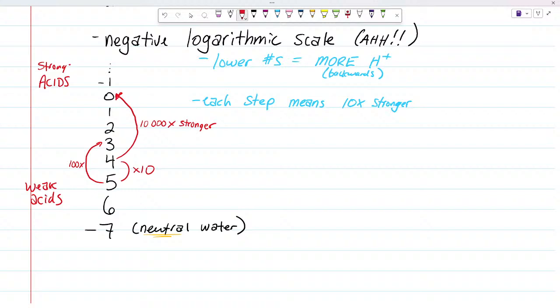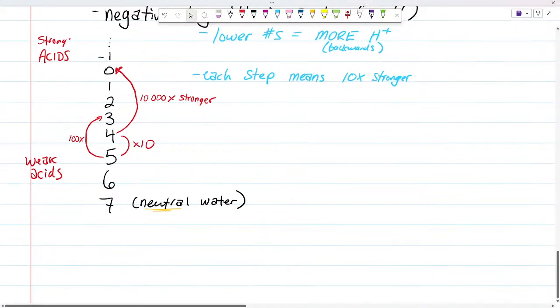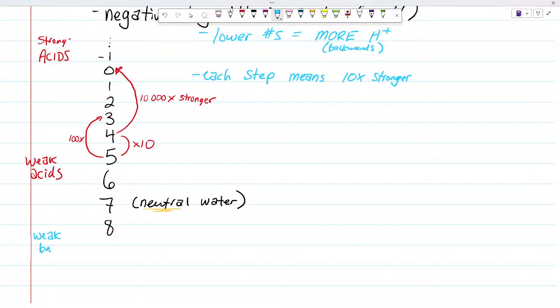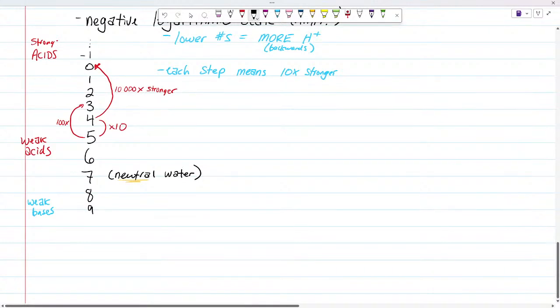Now, on the other hand, if we go past neutral water, if we end up with releasing OH, not H+, that's going to go the other way on the scale. So bases go down this way. After 7, of course, comes 8, and that would be the weakest base. So these are weak bases. I mean, I guess the weakest base would be 7.00001, but you get the idea. And then after 8 would come 9, and then 10, then 11, then 12, then 13, then 14.